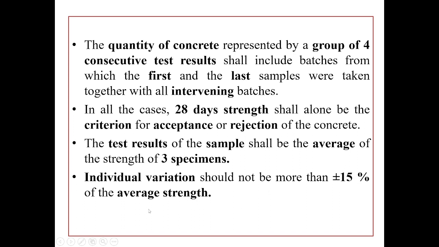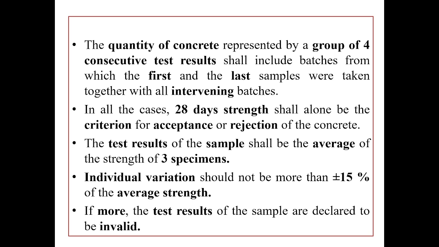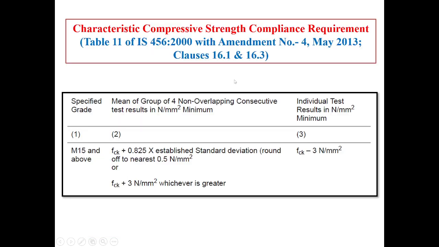That means whenever you get a mean strength or average strength, then the compressive strength of individual cube in that sample should not be plus or minus 15% of that average strength. If it is more or less than 15%, then the test results of such samples are declared to be invalid. That means they are not accepted.